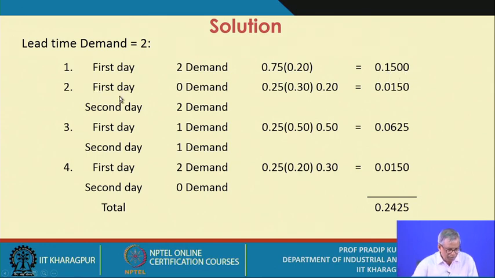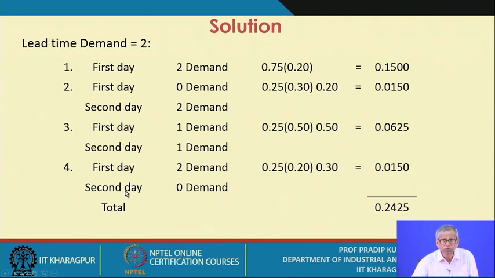Now the other possibilities are first day 0 demand, second day 2 units demand, or first day 1 unit demand, second day 1 unit demand, or the fourth possibility is the first day 2 units demanded, the second day obviously 0 units demanded. These are the probabilities. That means the probability that lead time is 2 days is 0.25. So these are 2 days.